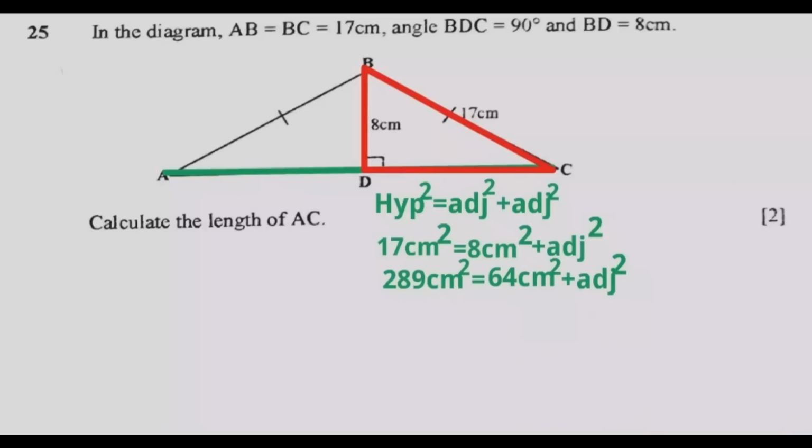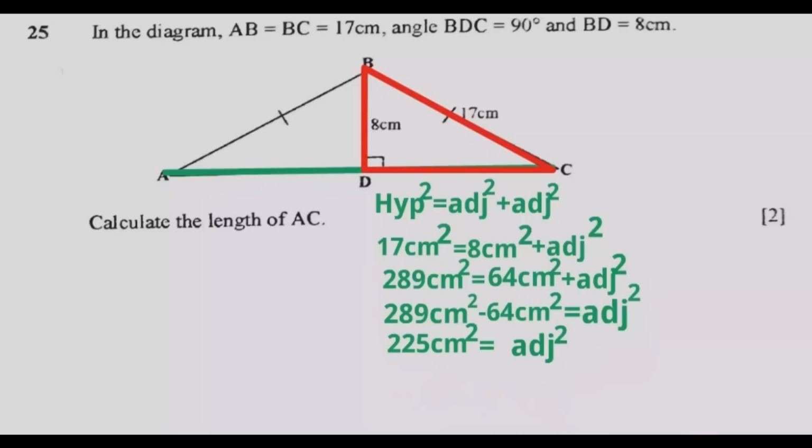Now I'm going to put the like terms together. So it's going to be 289 centimeters squared minus 64 centimeters squared. Why minus 64? Because 64 centimeters squared has crossed the equal sign and become negative. That is equal to adjacent squared. Now I find the difference of 289 minus 64, which is 225 centimeters squared.